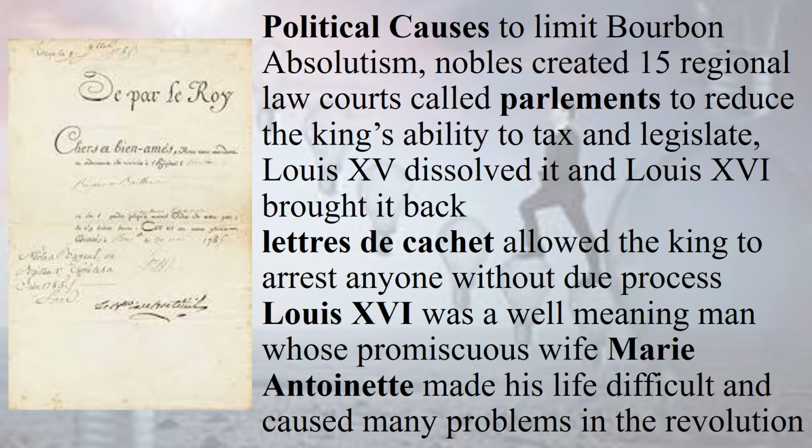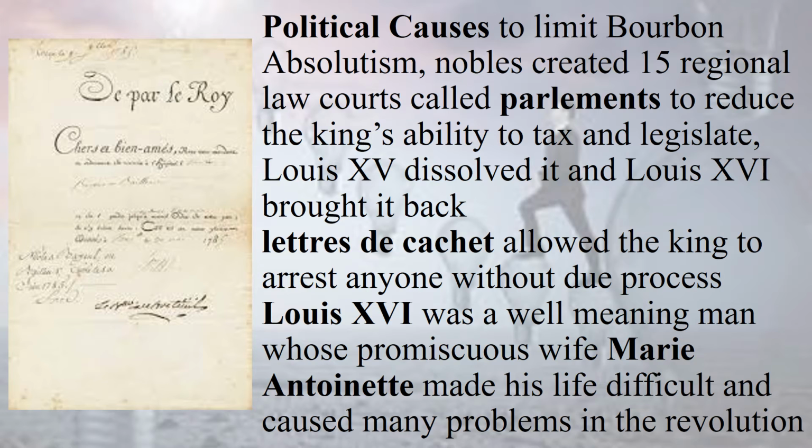Again, part of this is the unchecked power of the throne and things that they did to try and regulate the king. The lettres de cachet allowed the king to arrest anyone without due process. So again, the king could arrest anyone, and there was nothing that they could do about it.